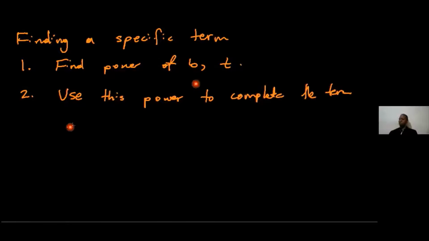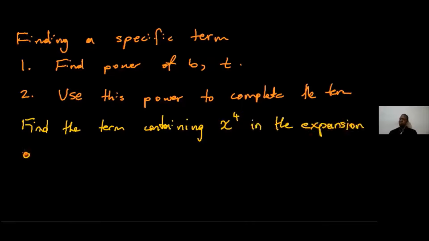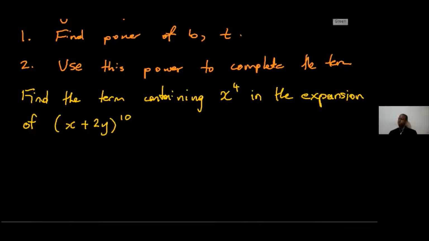So under this section, all we'll do is find the power of b, that's the second term in the binomial, and then use this power to complete the term. All right, so the example we want to look at for this one is... all right, so let's see what this means now.